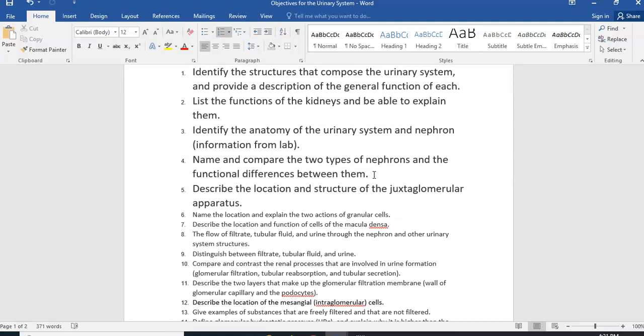The reason for those juxtamedullary nephrons having that really long loop of Henle is because that's where we're going to maintain hydration of the body, in that really long loop of Henle that goes deep into the medulla. We'll talk about that a little bit later, about how those juxtamedullary nephrons help to maintain our hydration and make sure our urine's concentrated and we're not losing too much water in our urine. So we'll talk about that.